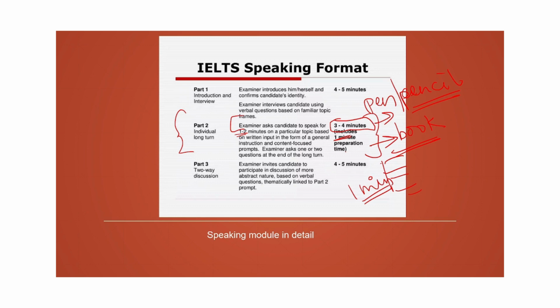So this section will cover around 3 to 4 minutes because the examiner will give you certain instructions, then 1 minute of preparation and then 2 minutes of speaking. So you can see it will be content focused.